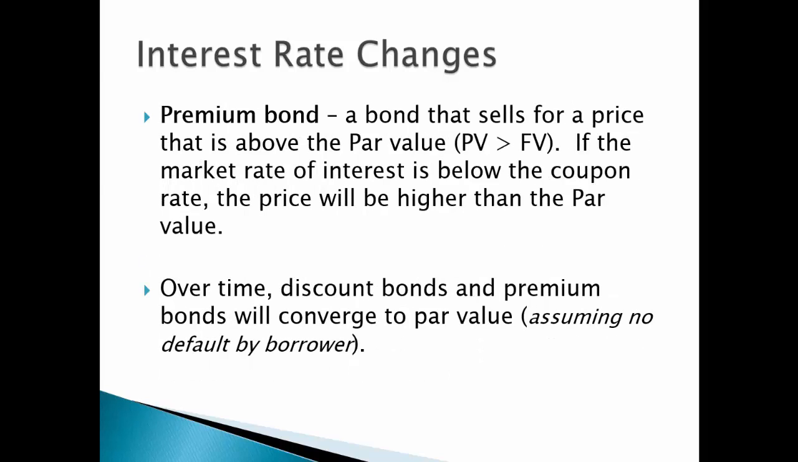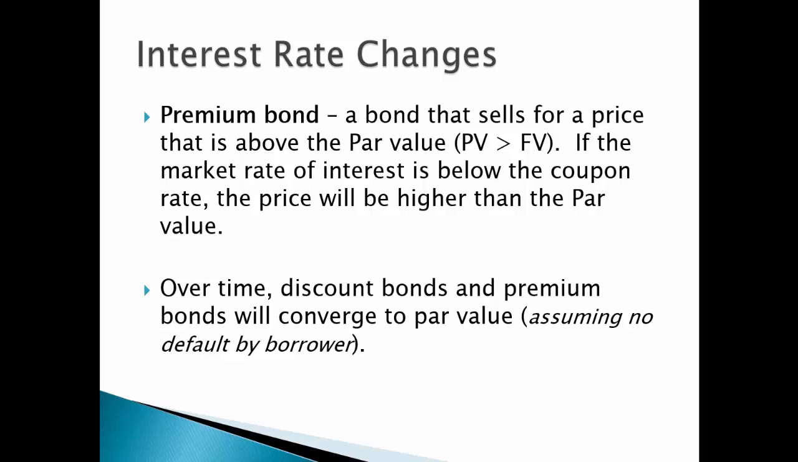On the other hand, we might have a premium bond. This is a bond that sells for a price that is above the par value. That is to say that the price, or the present value, is greater than the future value. And this happens if the market rate of interest is below the coupon rate. When that occurs, we have a bond that is priced greater than $1,000.